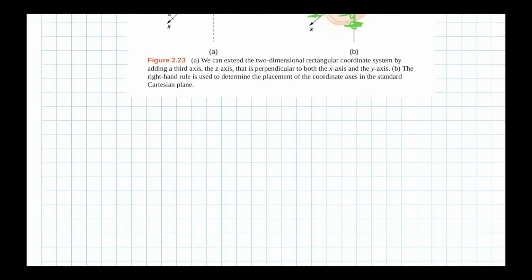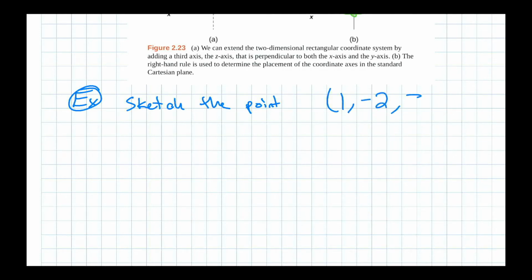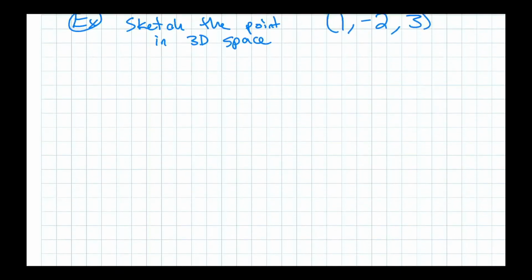Now, as far as locating points in 3D space, you can probably do that. The only thing is that it's hard to draw. Let's do one example. Let's say sketch the point (1, -2, 3) in 3D space. So how do you do that? Well, first you need a set of axes, so you have to draw your axes.